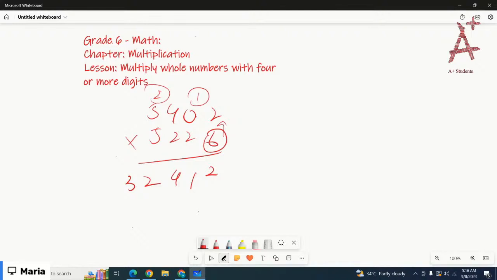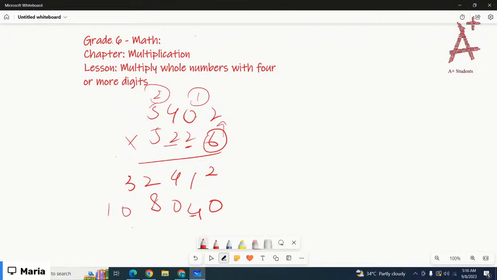Now you're going to do the same thing with 2. Now this 2 is at the tens position. That means you have to start writing the numbers right below the tens. You have to write 0 right below the ones, right? Yes, 2 times 2 is 4. Start writing below the tens digit. 2 times 0 is 0. 2 times 4 is 8 and 2 times 5 is 10.